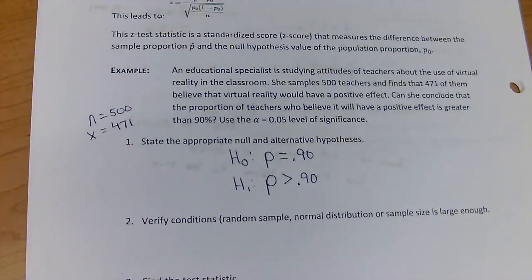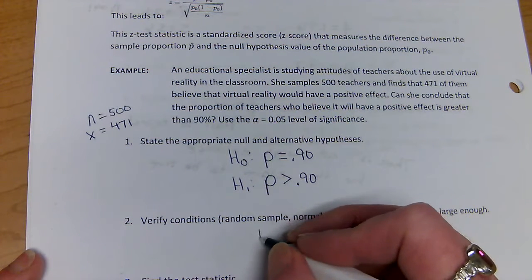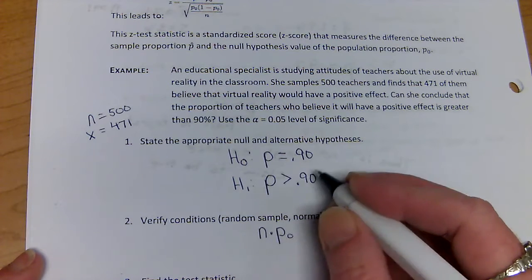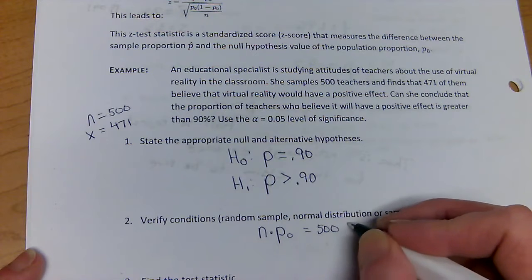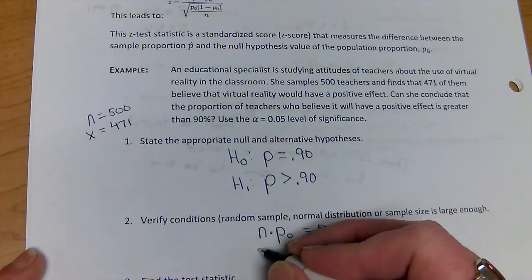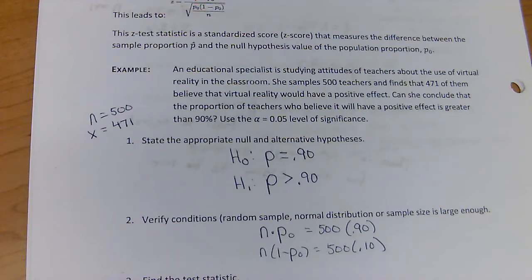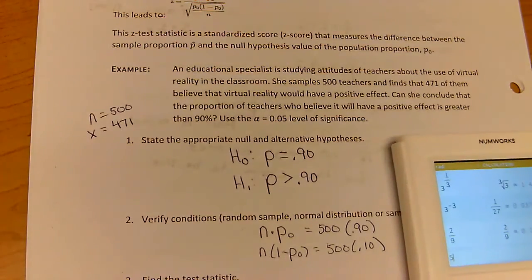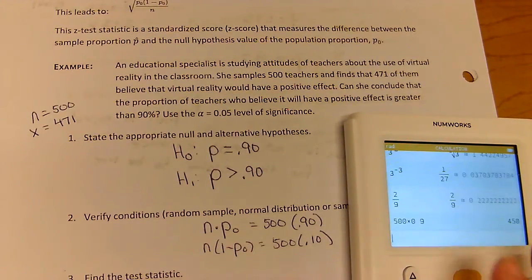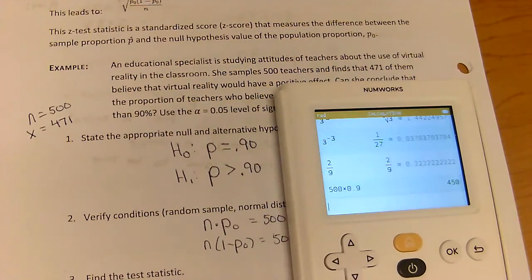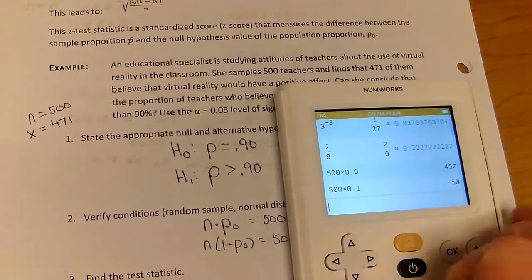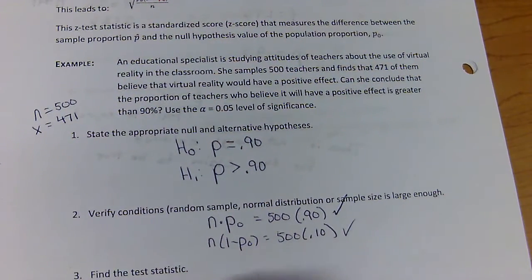Now let's verify our conditions. Do we have a random sample? Well, we're going to assume so, since they didn't say it. Did they tell us it was normal, or is our sample size large enough? To check our sample size, we're going to be using the null value. So 500 times 0.90, and then n times 1 minus p naught, so 500 times 0.10. It would be helpful to have my calculator handy. 500 times 0.9 is 450. Check. And then 500 times 0.1 is 50. Check.